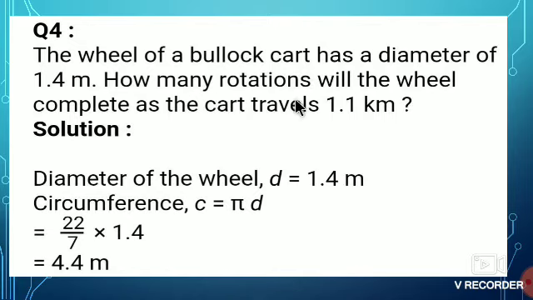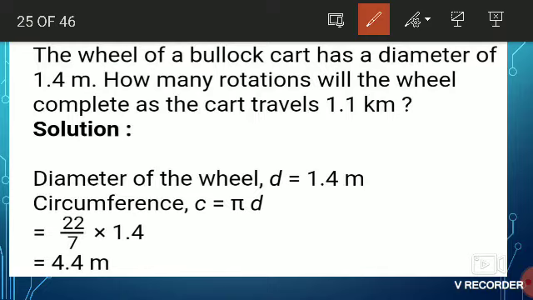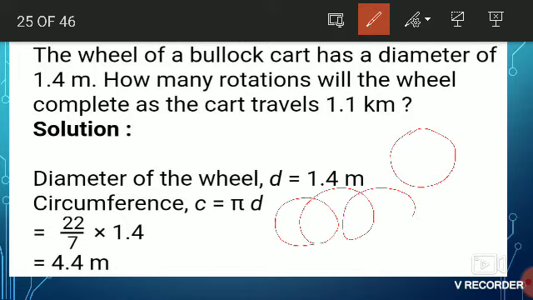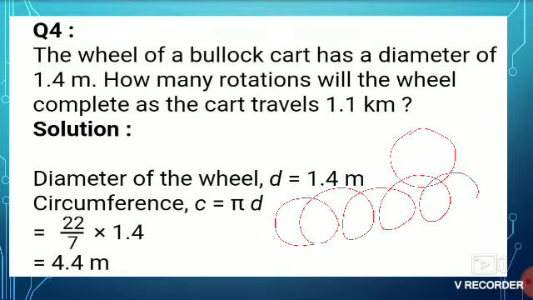The wheel of a bullock cart has a diameter of 1.4 meter. How many rotations will the wheel complete as the cart travels 1.1 kilometer? As I told you that if this is the wheel and when it starts rotating like this, we want such kind of example. When the one rotation completes, that time we have to find out the circumference of that circle, because circumference means the one rotation or the distance covered by a wheel is the circumference. So we will find out the circumference here.